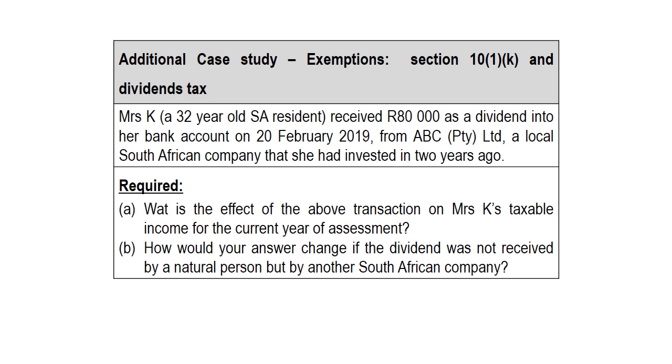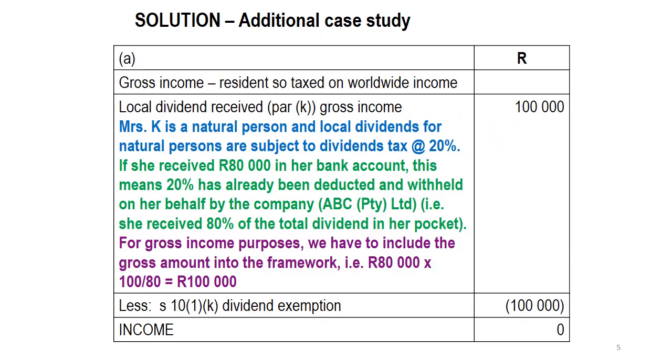And we have to determine firstly what the effect of the transaction on her taxable income for the current year of assessment is, and then I'm going to show you how your answer will differ if it wasn't received by a natural person but by a South African company. Right, so this is how it works, and I need you to follow along and listen carefully. Because she's a resident, she's taxed on worldwide income, which means we will include into her gross income, in terms of paragraph K, the dividend that she received.